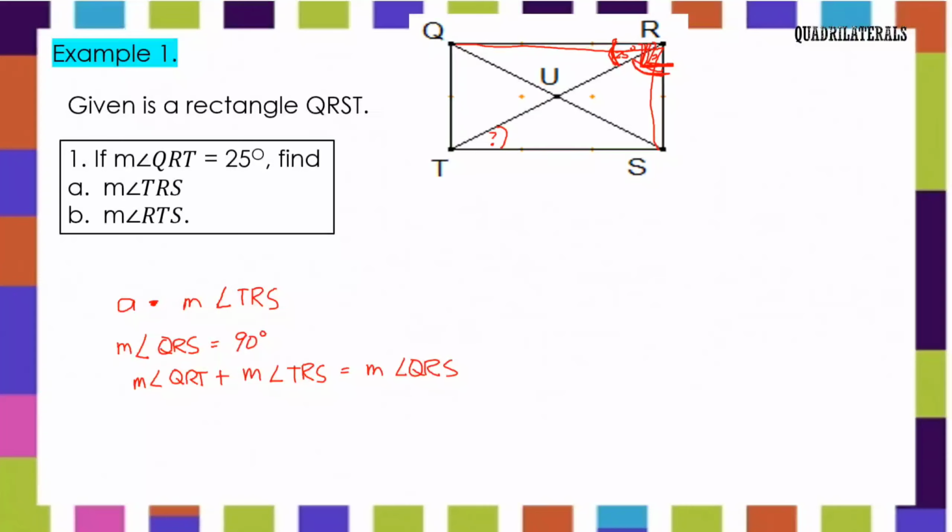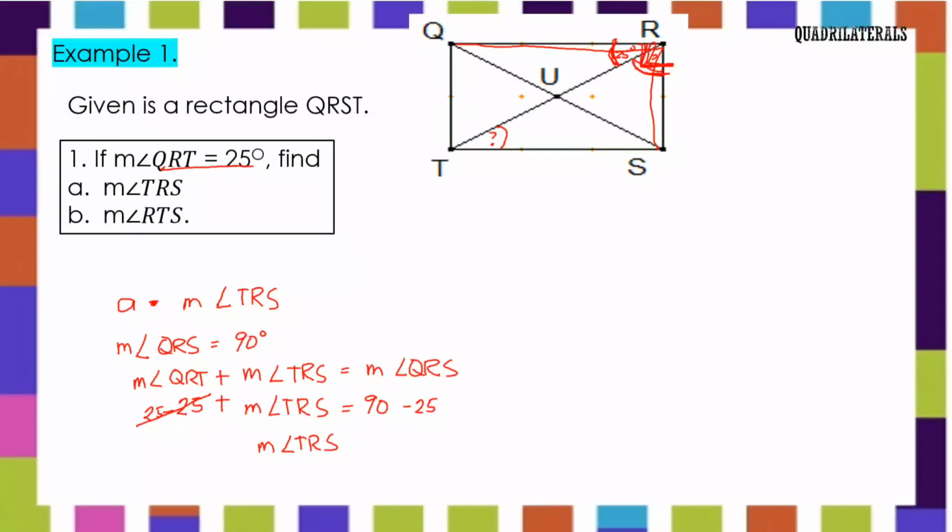Okay? So, given yung measure ng ating QRT, substitute na lang natin. The measure of angle QRT, itong nasa given, the measure of QRT is 25 degrees plus, so hinahanap natin yung measure ni angle TRS. And the measure of angle QRS is, ito, we have 90 degrees. So, if we're going to solve, i-apply natin yung SPE. Magsusubtract tayo ng 25 on both sides of the equation. Okay? May SPE para makancel natin ito. Ang matira dito ay measure of angle TRS.